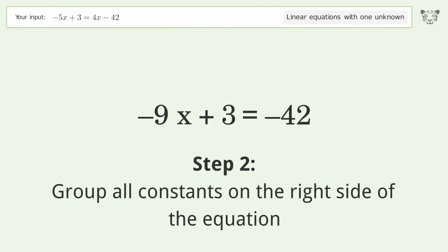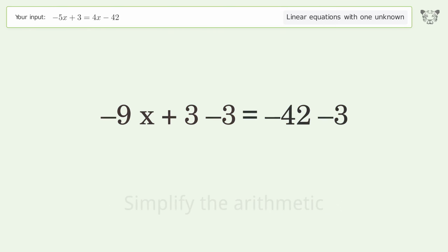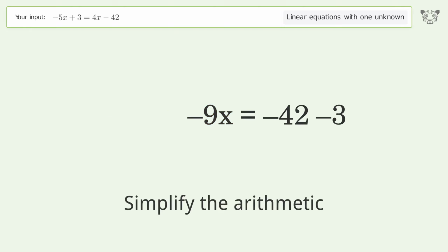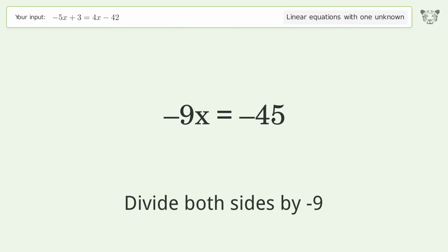Group all constants on the right side of the equation. Subtract 3 from both sides. Simplify the arithmetic. Isolate the x. Divide both sides by -9.